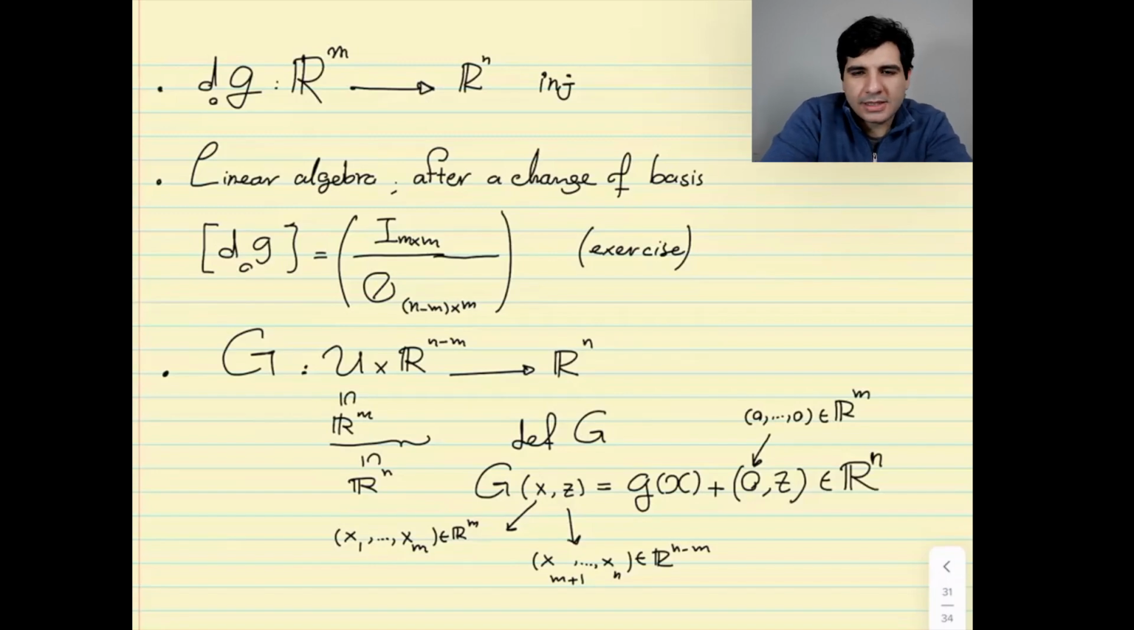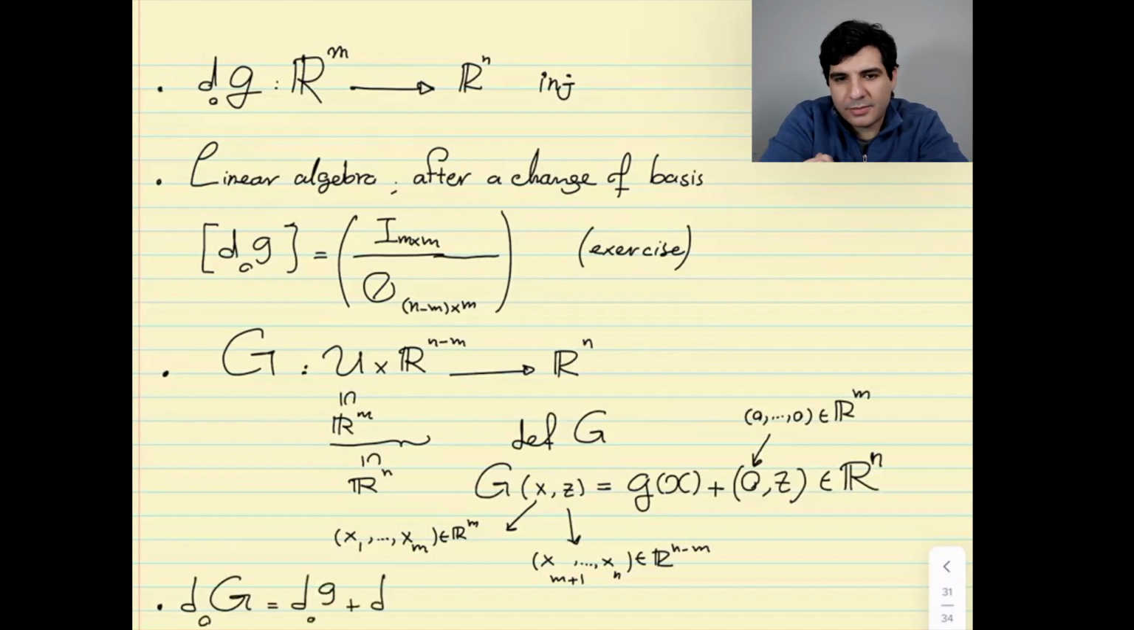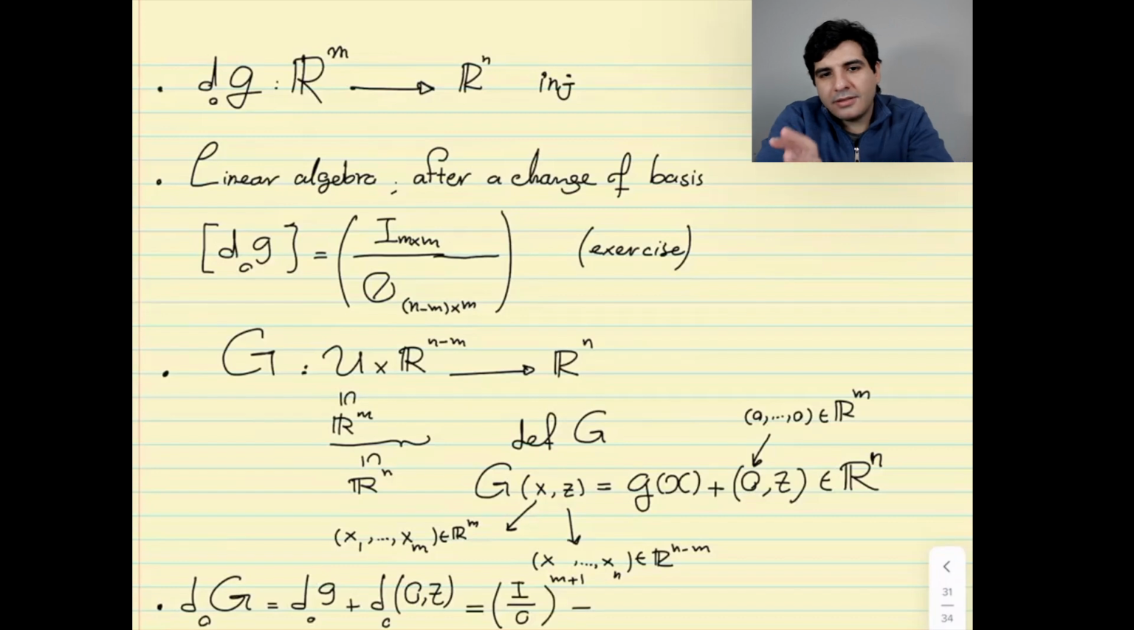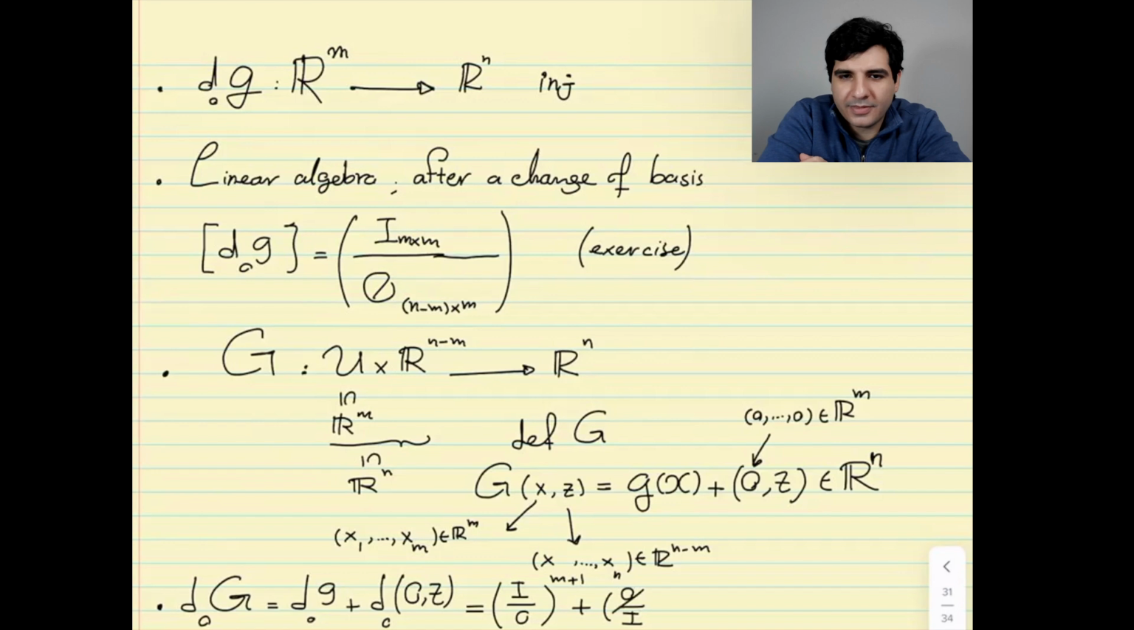Okay. So what's the point? If we look at the derivative of G at 0, what are we going to get? It would be the derivative of small g at 0 plus the derivative of this map (0, z). So the derivative of g at 0 is the identity with a zero block, plus the derivative of (0, z), which would be a zero block with the identity. Their sum would be just the identity matrix on Rn. It's the n by n identity matrix.